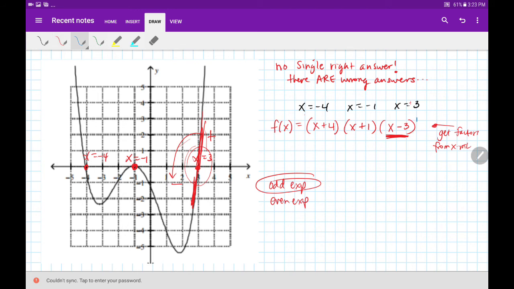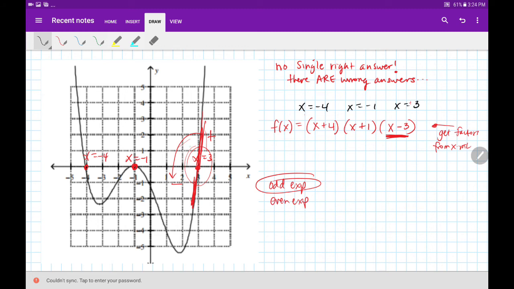You could put a 1. You could put an 11. You could put a 21. You could put a 5. It doesn't matter as long as it's odd. You know what? I'm going to go ahead and put a 3, like a cubic, because 3 is an odd number. But honestly, if you put a 1, that's fine too, and you don't even have to mention it, because if there is no exponent at all, that means there's a 1. So you could leave it just like that, and we're good.